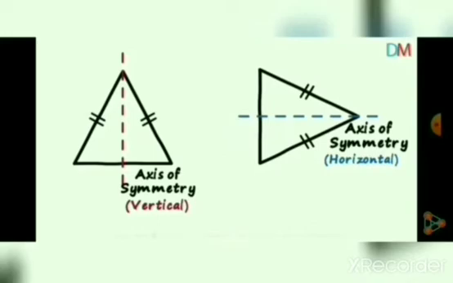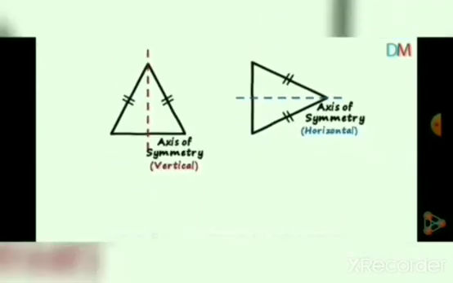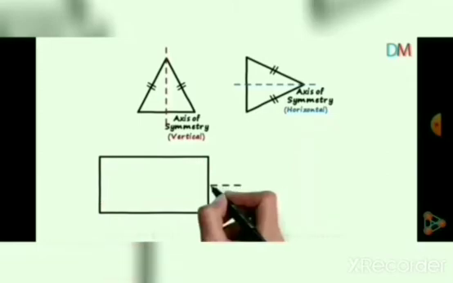So here the question is: can a shape have more than one axis of symmetry? When we take these triangles as examples, the answer is no. So let us take another shape and see if it has more than one axis of symmetry. Let us take the example of a rectangle. In a rectangle, opposite sides are equal and all the angles are right angles.